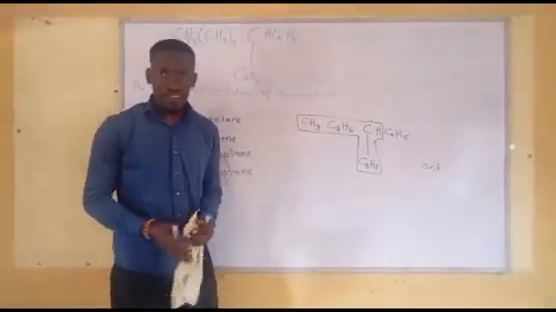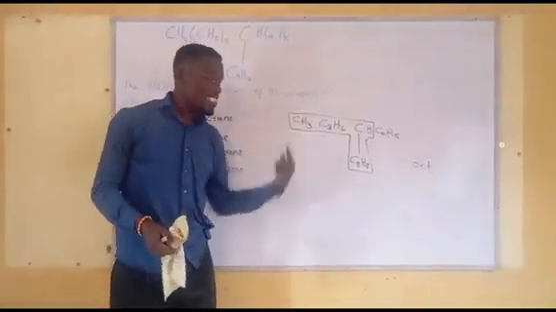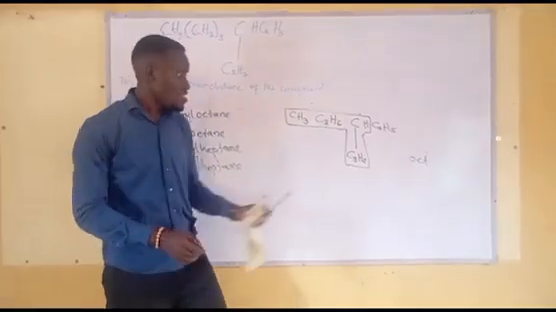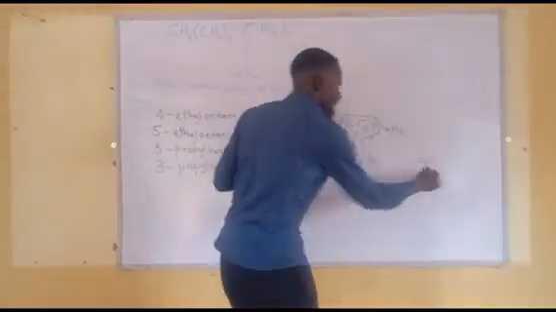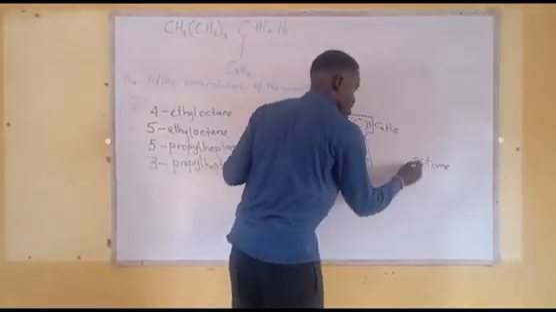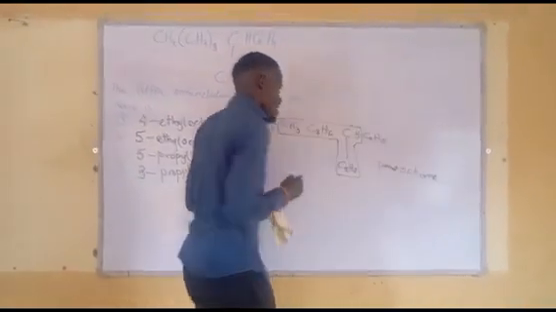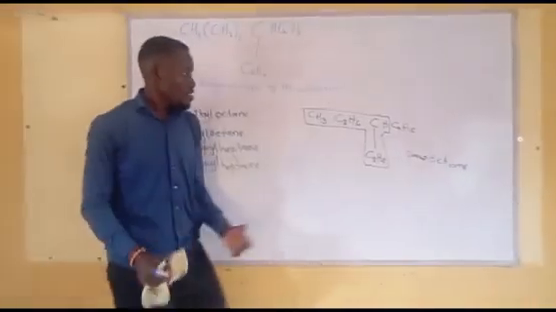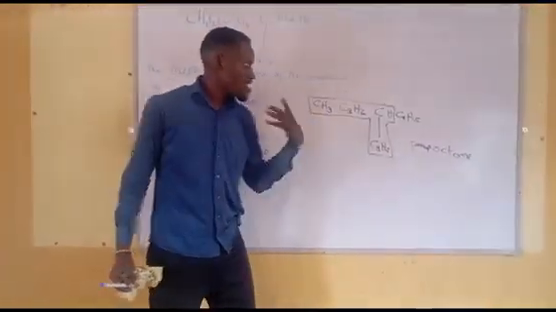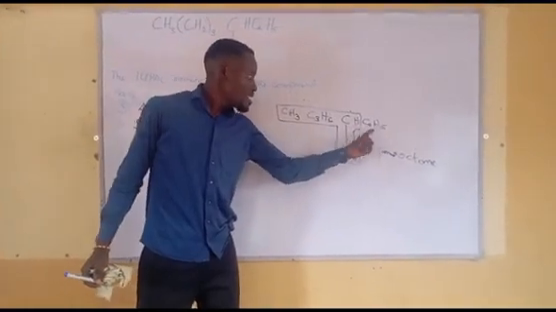And what type of bond do we have here? We have a single bond, and single bonds are alkanes. Therefore, this one becomes octane. So this is the parent name. Alright, now that we are done with the parent name, let's check our substituent.